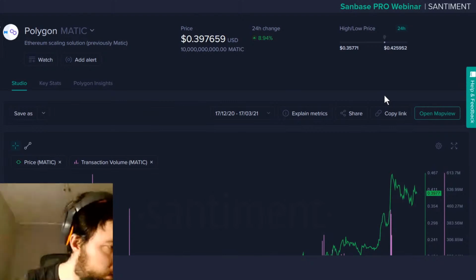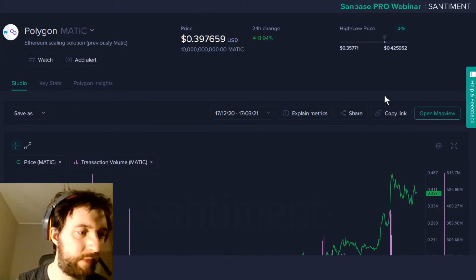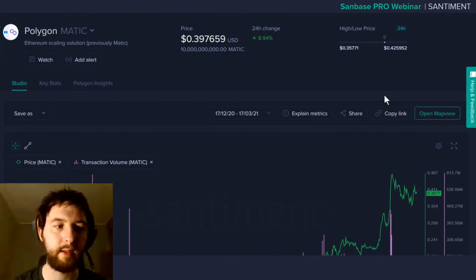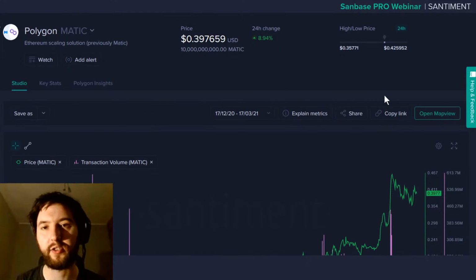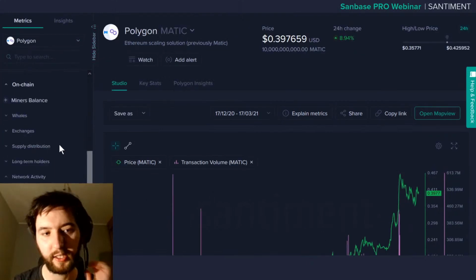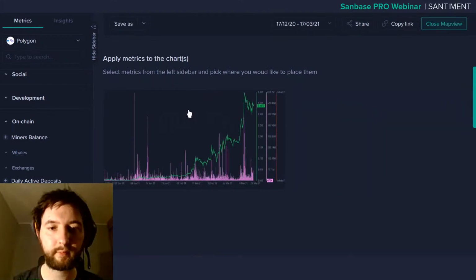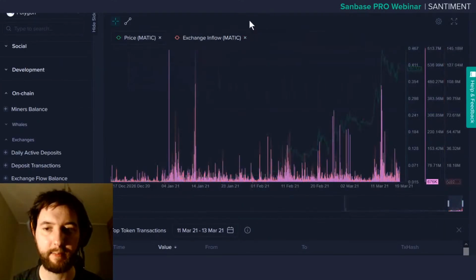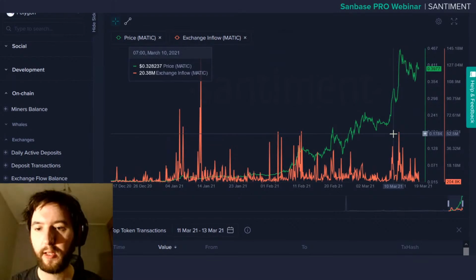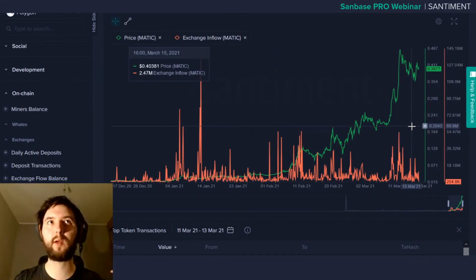Let me see. Is it better to look at the exchange inflow metric rather than a specific CEX deposit address? I think it depends. I think there are two different things there. So when you look at the exchange inflow metric in general, let me show you exchange inflow for Matic. Both have merits, I'll say that much. So for example, exchange inflow can definitely show the sort of network-wide tendencies of Matic holders, right?